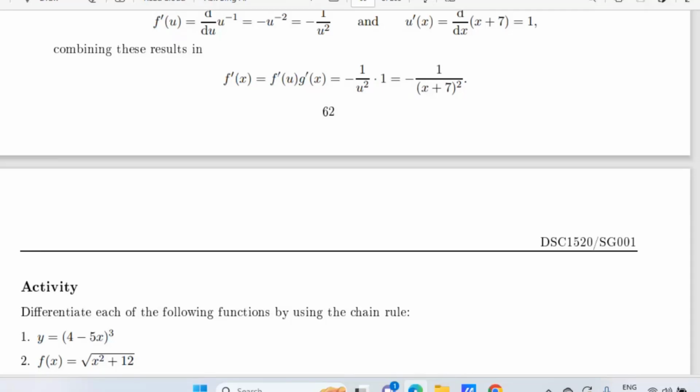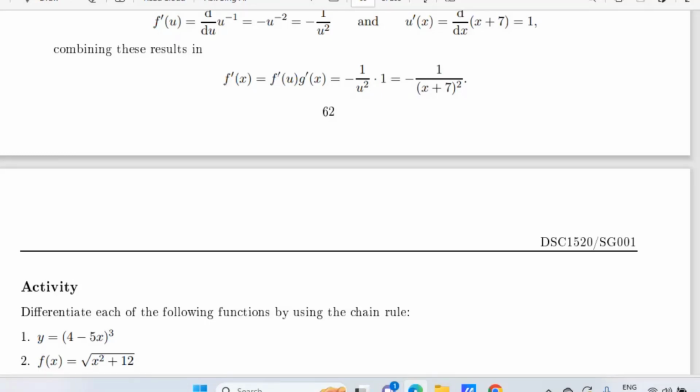Now, f of x, which is equal to y, is equal to f. We are now saying f of u, the outer, f of u is equal to u to the power half.